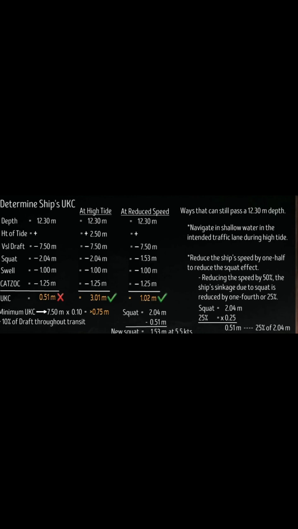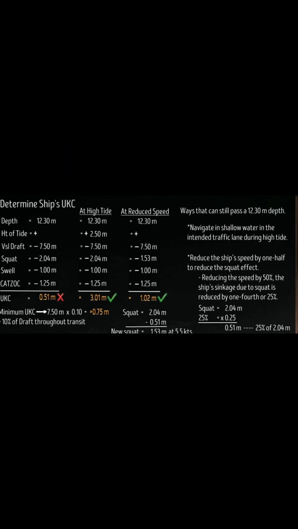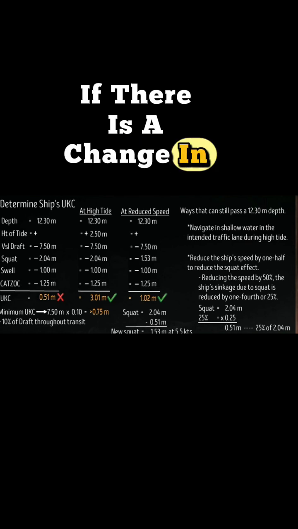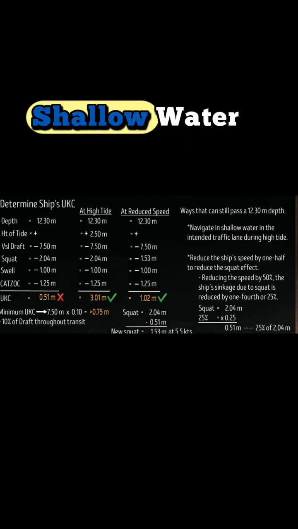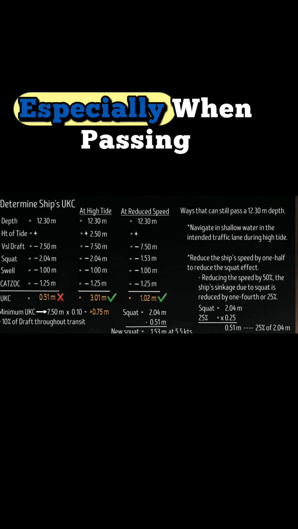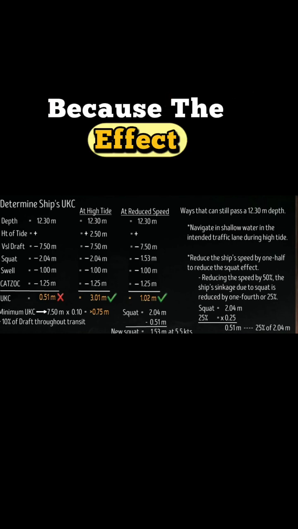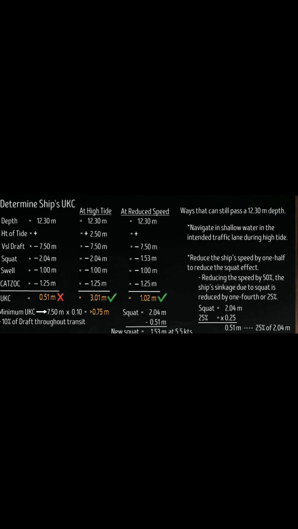In this example, we assume that the water density throughout the voyage is salt water. If there is a change in water density when passing shallow water, it should be considered in calculating the ship's UKC, especially when passing from higher density to lower water density, because the effect will be an increase in ship's draft due to sinkage.